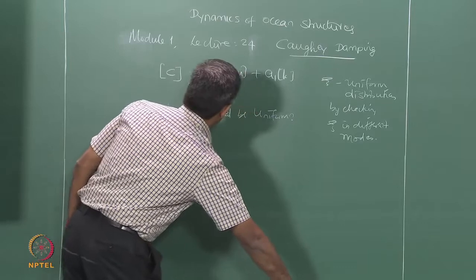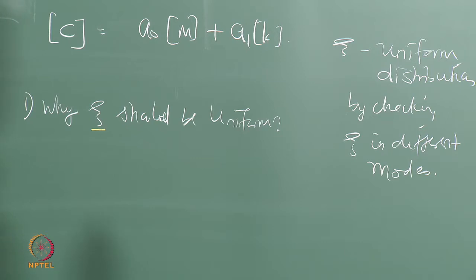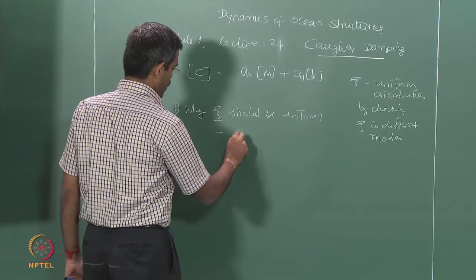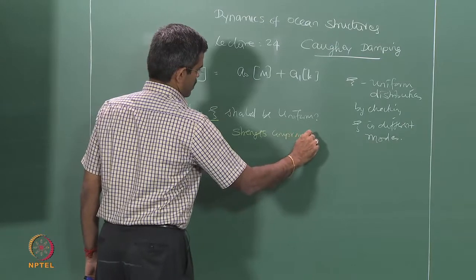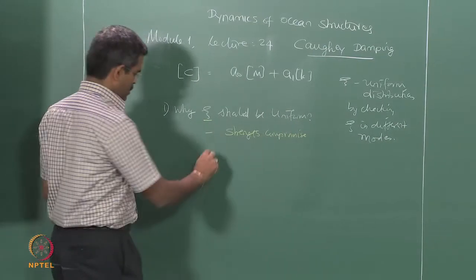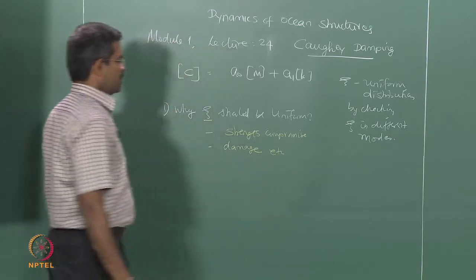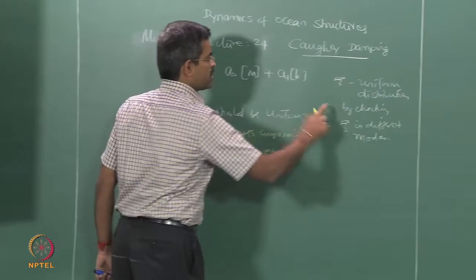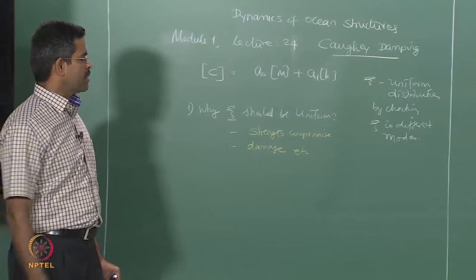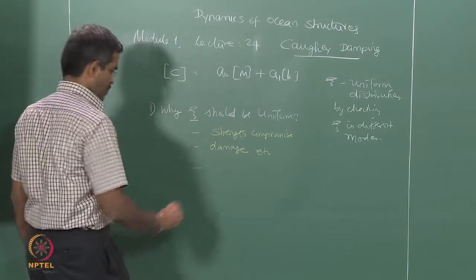Let us understand damping is dissipation of energy. Whenever energy is dissipated, there is always a loss. Essentially, the loss will be strength compromise. It can also be a damage, etc. Suppose if you do not allow damping uniformly for the entire structure, which is a prerequisite of a classical damping, you are unnecessarily promoting the local damage.